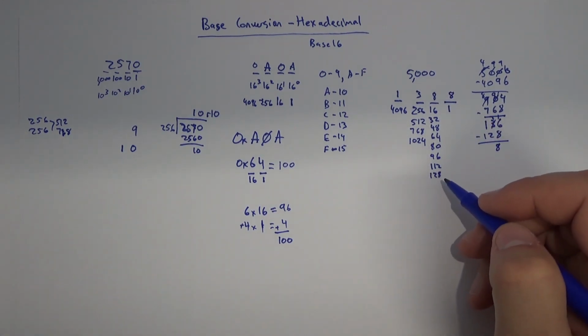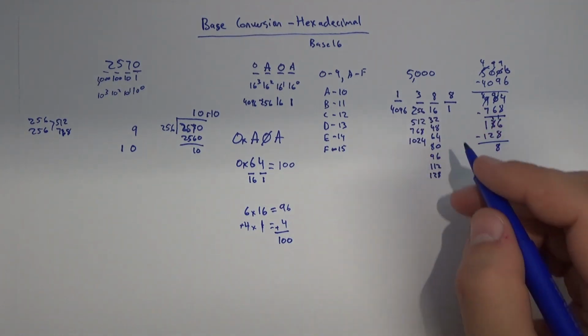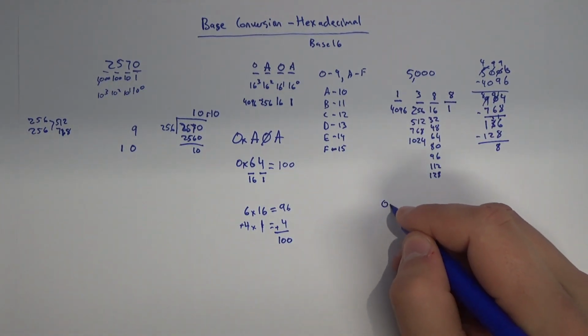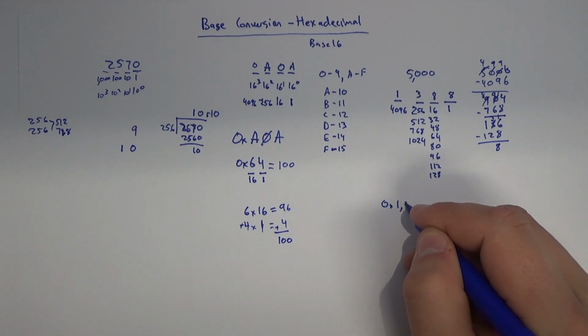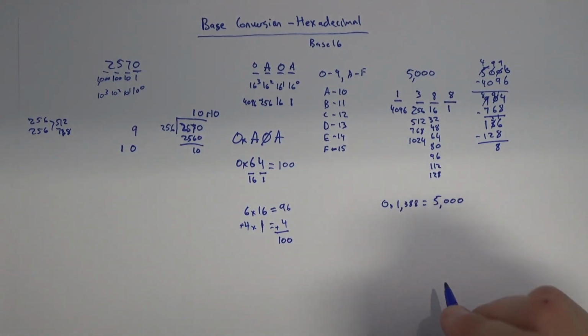So there we go. So there was one that didn't have any letters in it at all. So hexadecimal 1388 is equal to decimal 5,000. Okay. All right, let's do one with letters just to see what we can do.